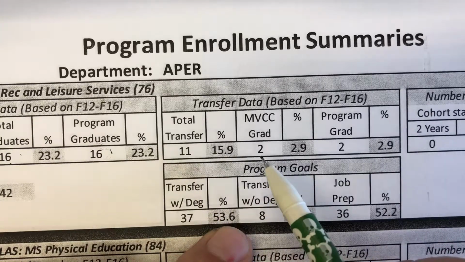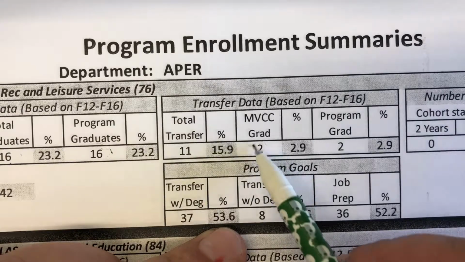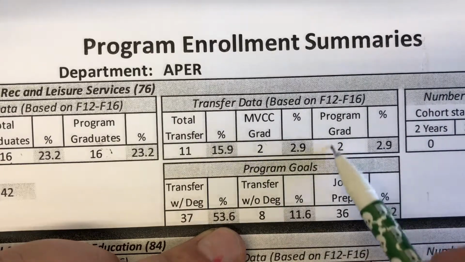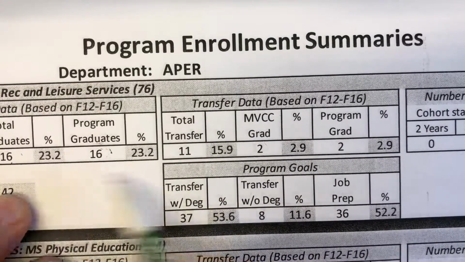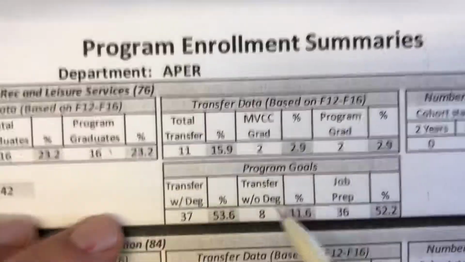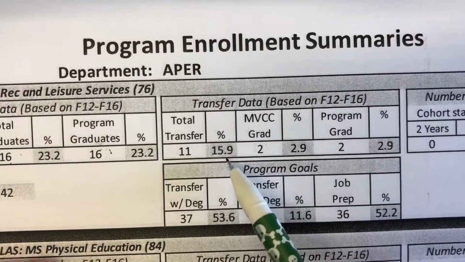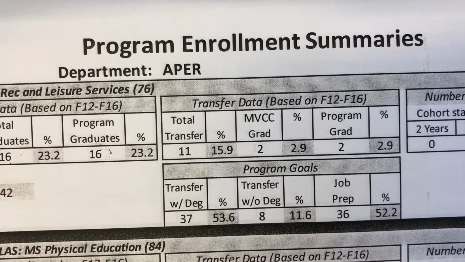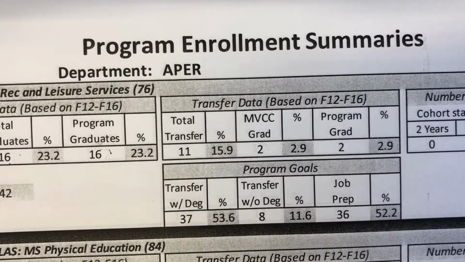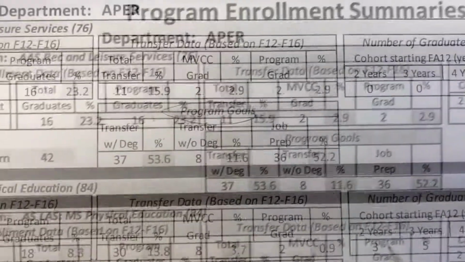Of those, we have broken out grads into two groups again, so they either graduated from MVCC or were graduates of the program. Again, just like we saw 16 total graduates, we see two total graduates, so it's the same two people. All of the percentages are calculated back against total enrollment. And it's just, again, to give you a snapshot in time of what this information looked like during that period of time where the data was analyzed for transfer.